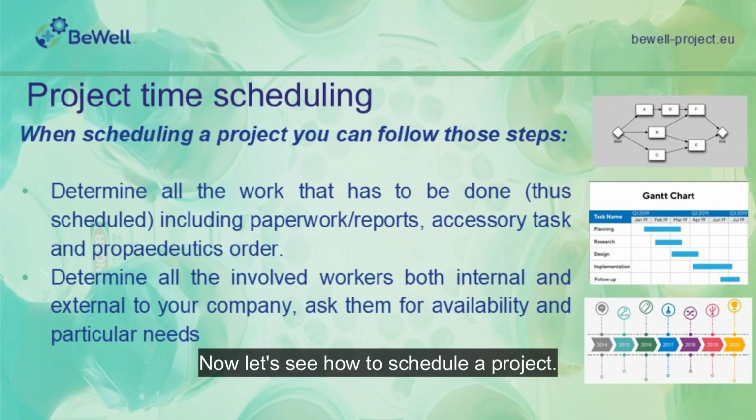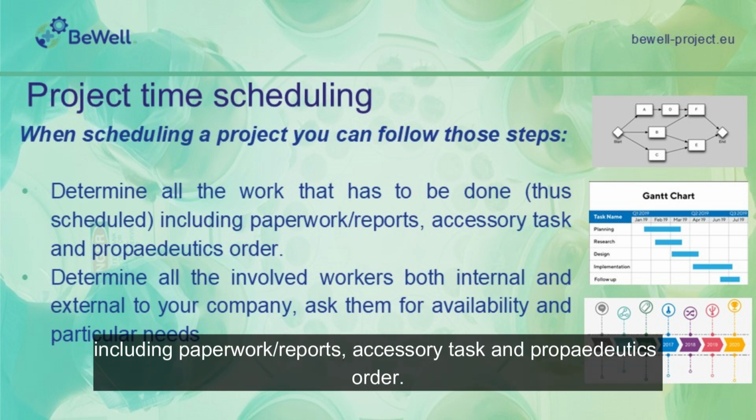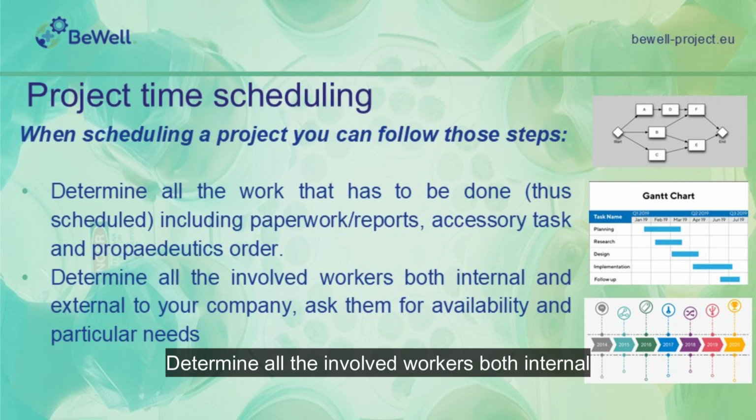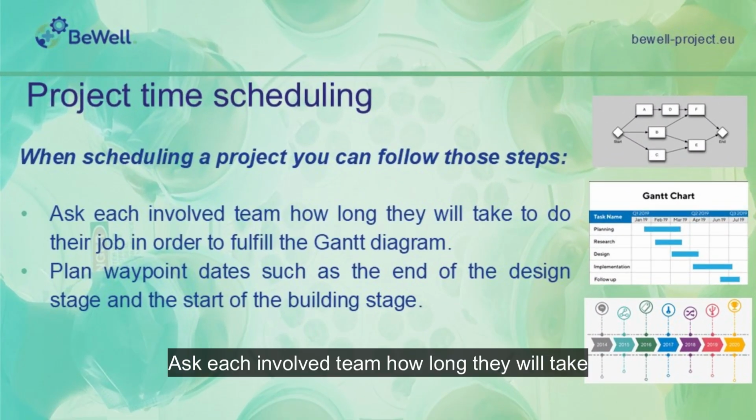Now let's see how to schedule a project. Determine all the work that has to be done, thus scheduled, including paperwork, reports, accessory tasks, and propaedeutic order. We can present them and their interaction with a network chart. Determine all the involved workers, both internal and external to your company. Ask them for availability and particular needs.